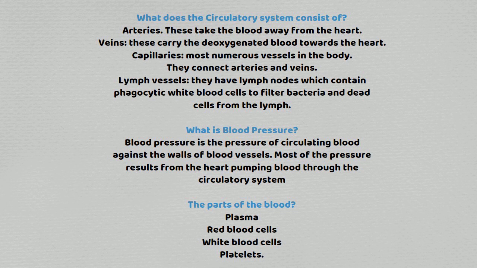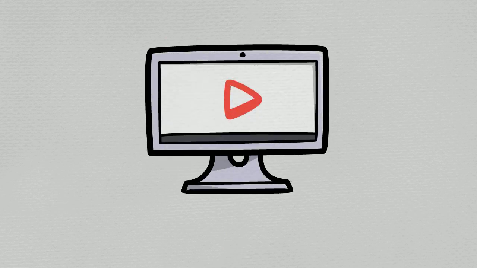Lastly, the diseases and disorders associated with the circulatory system. We have myocardial infarction, also known as a heart attack, hypertension and hypotension, which is high or low blood pressure, leukemia, which is the cancer of the blood and elevated white blood cells, cardiomyopathy, which is the weakening of the heart muscles, and hemophilia, which is no clotting factor in the blood.